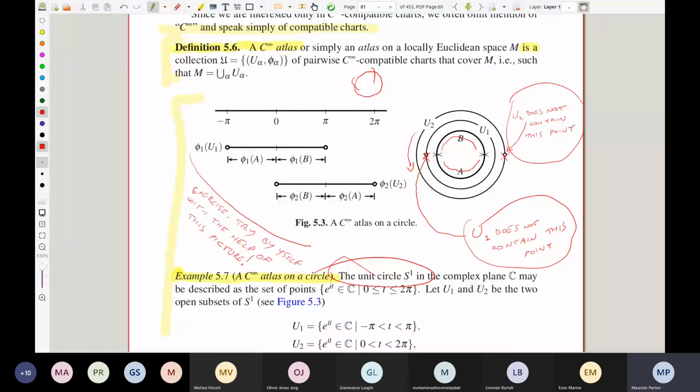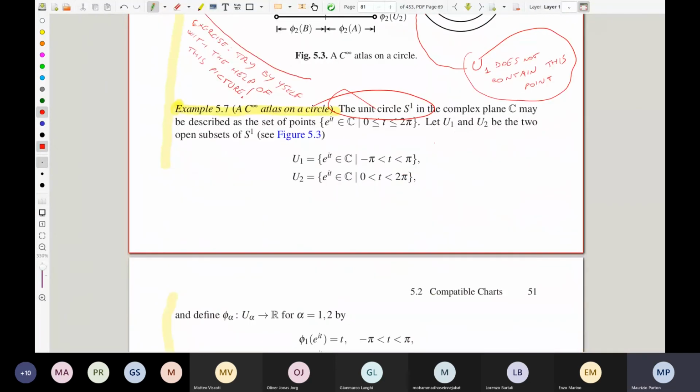Okay, this is U. I need also phi. Okay, I need phi 2. And in this example, you have U1. And of course, if you want to define the things, you need a representation of the unit circle. I can't just say this is a unit circle. In this case, the unit circle is represented as a set of points in the complex plane in this way.